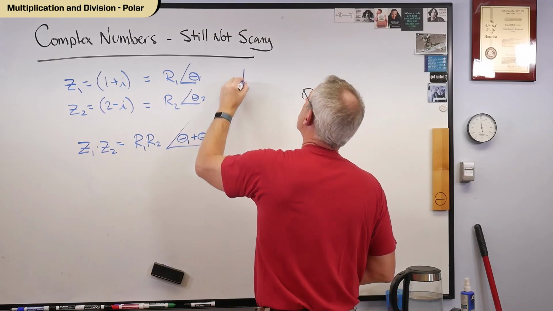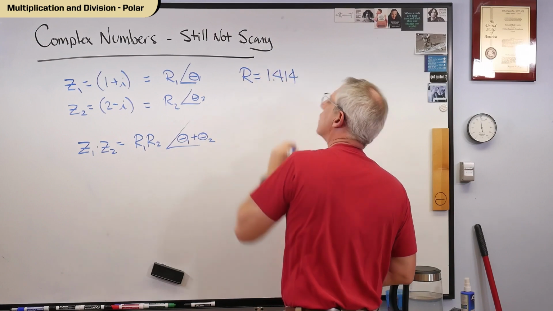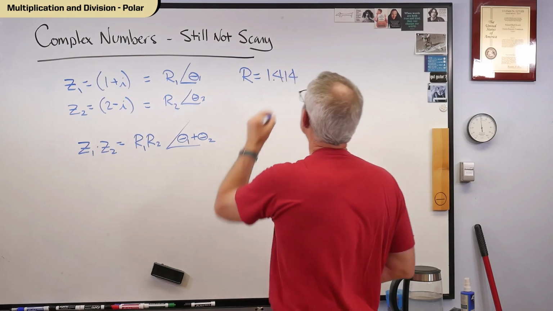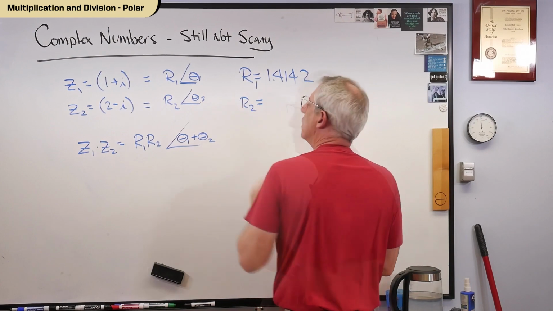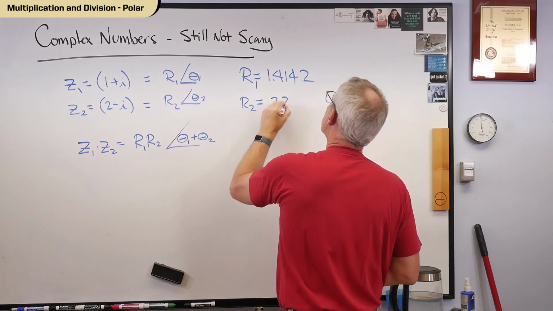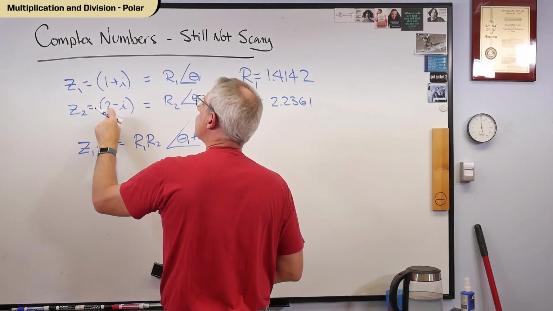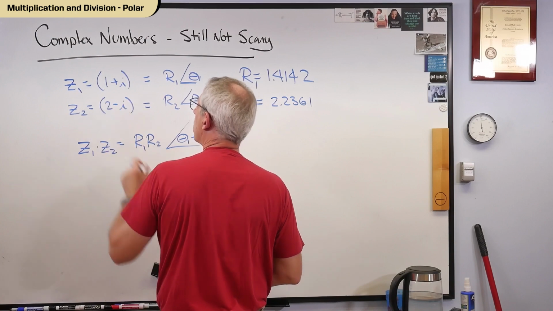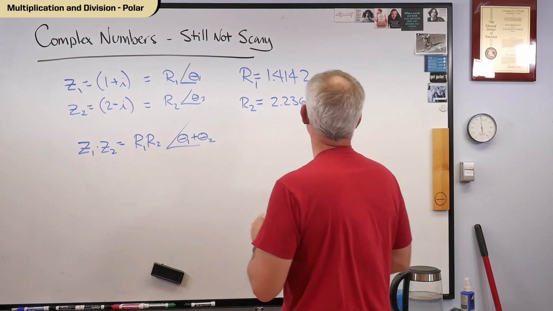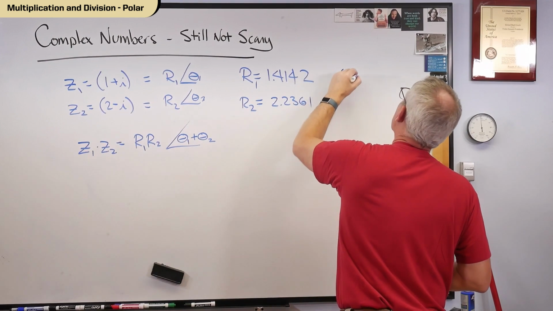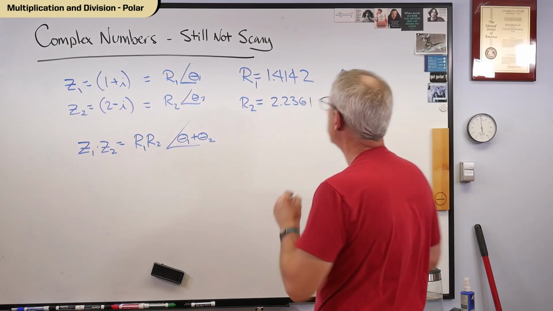So R1 is the square root of 2, which is 1.4142. R2 is 2.2361, and that's the square root of 5. So it's 2 squared plus minus 1 squared, so 4 plus 1, the square root of that is 5. Well, theta 1 we already know. That's 0.7854.